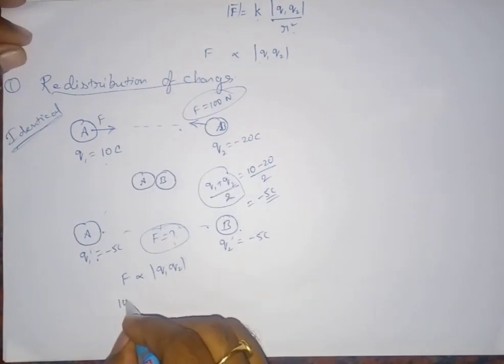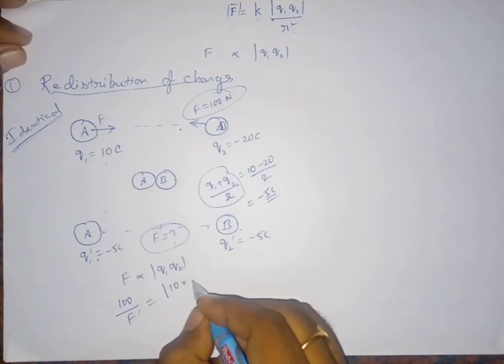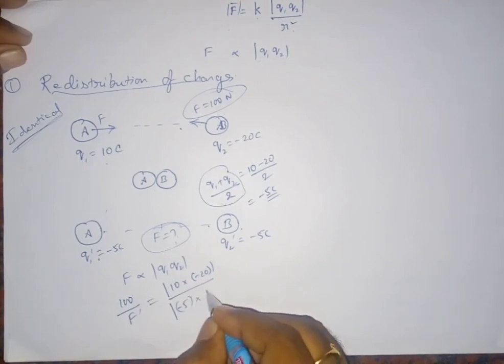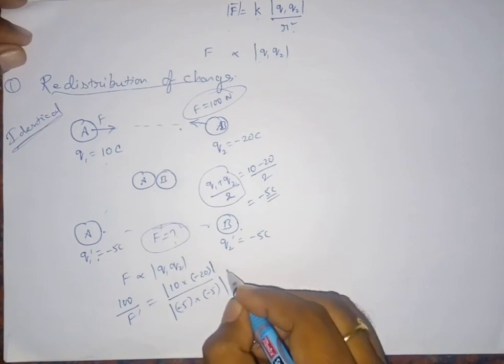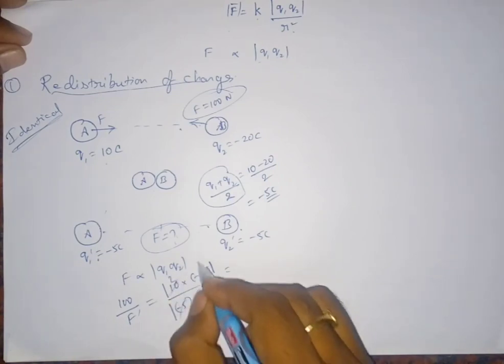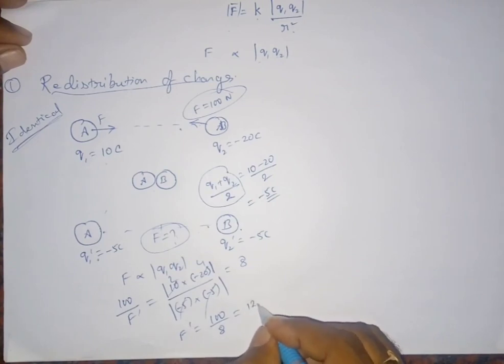So the earlier force is 100 newtons. Now the force is some F dash. The earlier charges are 10 into minus 20, now the charges are minus 5 into minus 5. We need not bother about the charge nature because it's modulus according to Coulomb's law. So 5 twos are 10, 5 fours are 20, so it's going to be 8. Then F dash is equal to 100 by 8, which is 12.5 newtons.